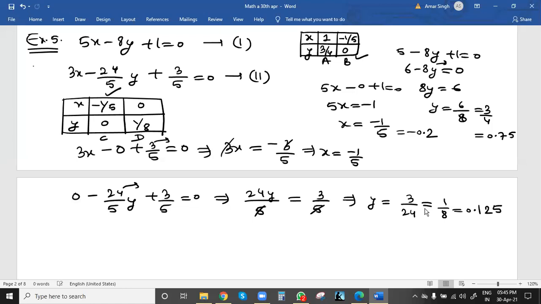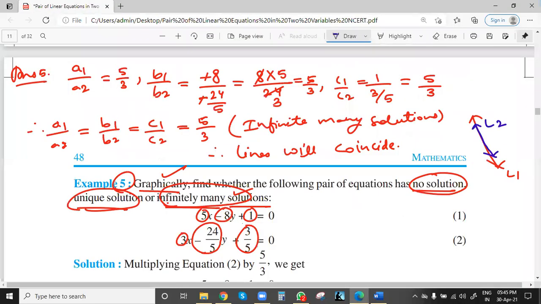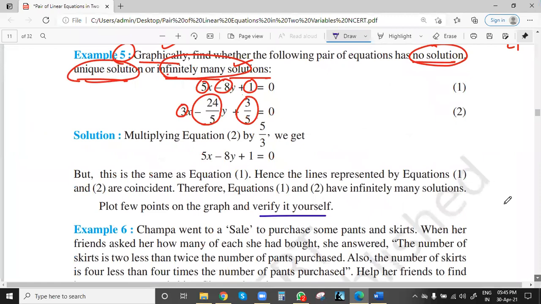This point is fine. 0.2 we can plot. 0.2 centimeter means 2 mm. But 3 by 4 and 1 by 8 will be more difficult, so we can take some other points. Try from your side and let me know if you get it or not. But the graphs will be coinciding, which we know from the nature of the equations.